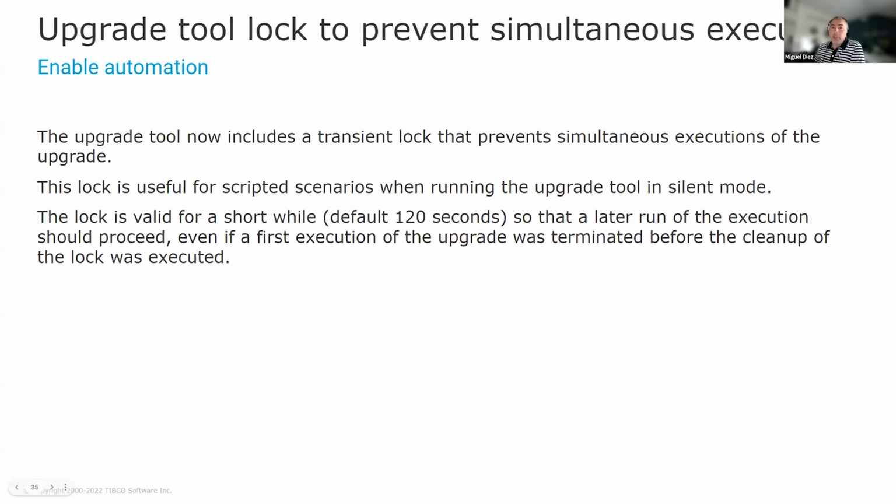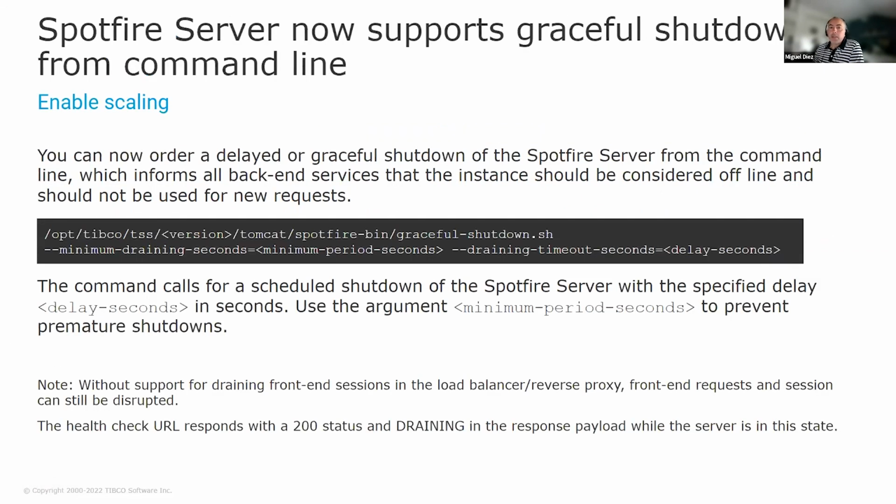The upgrade tool now includes a lock that prevents simultaneous executions, and this is very useful, of course, for scripted scenarios, and for example, when using the charts. For better auto-scaling, you can now order a graceful shutdown of the server from the command line, which informs all the backend services that the instance should be considered offline.